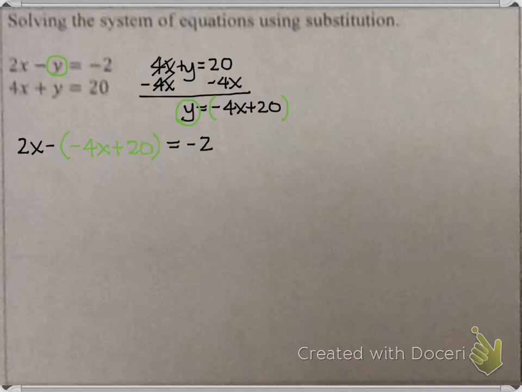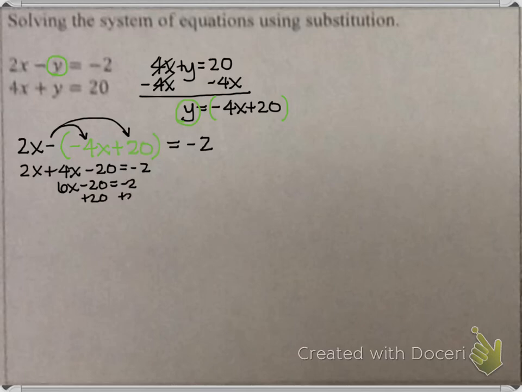Now if we take a look at this, I see that I need to distribute this negative sign here. So I'm going to go ahead and multiply that through to everybody so I can get rid of the parentheses. So that's going to give me a 2x plus 4x. That becomes a minus 20, and then carry down my -2. You'll see that I only have one single variable in this equation. This is good. Let's go ahead and combine like terms.